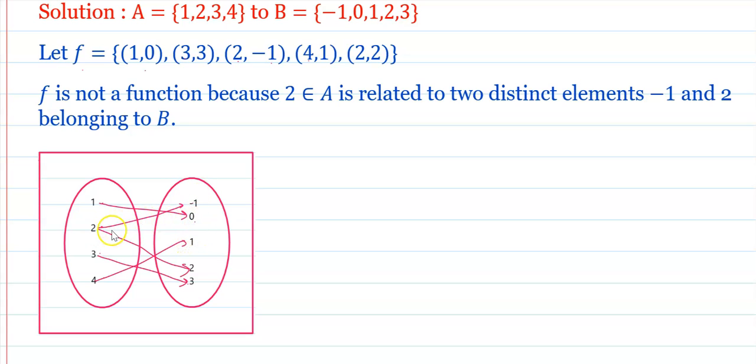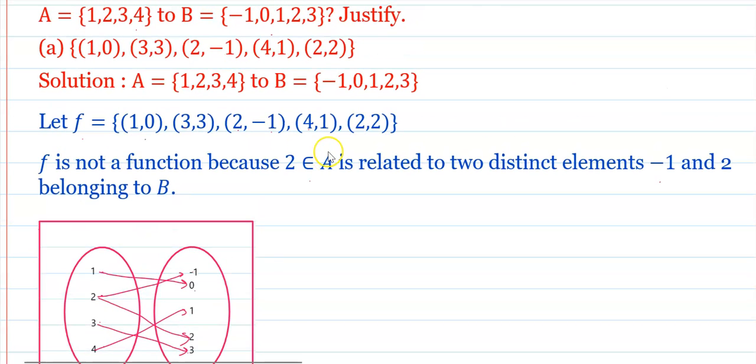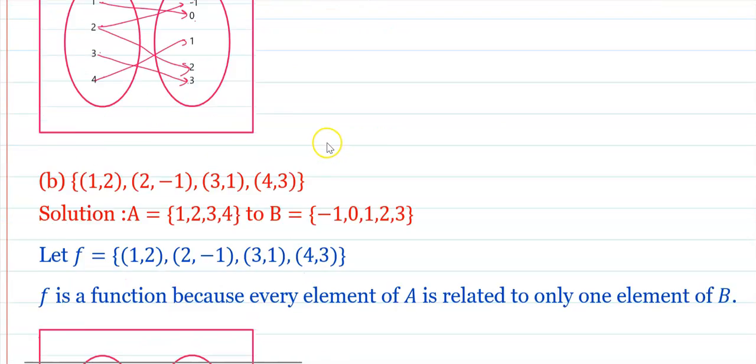Okay, what are the two images? The two images are image of 2 is minus 1 and image of 2 is 2. Therefore f is not a function, because 2 belonging to A is related to two distinct elements, minus 1 and 2, belonging to B, and hence this relation is not a function.